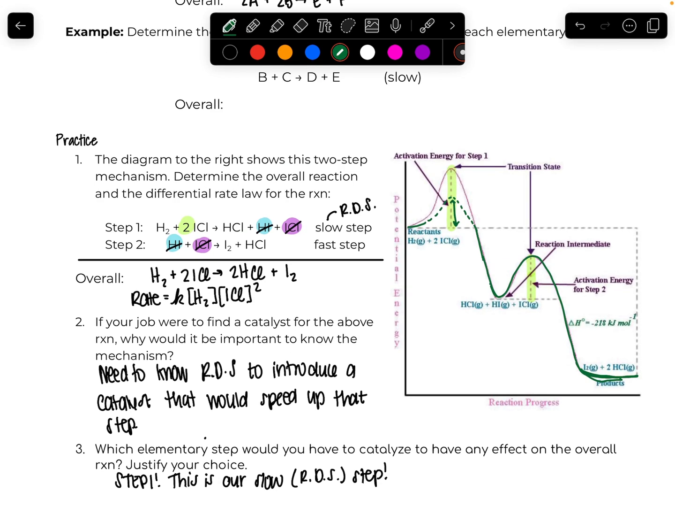So that's your little introduction to reaction mechanisms. Your next step is to practice. Go to the next assignment.